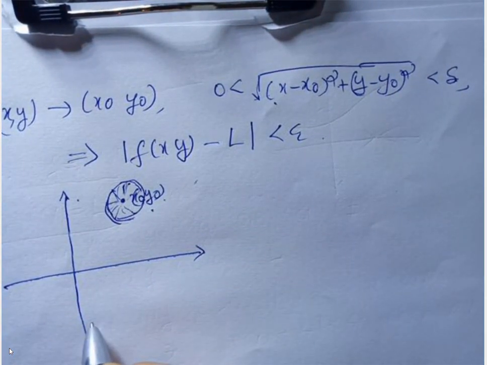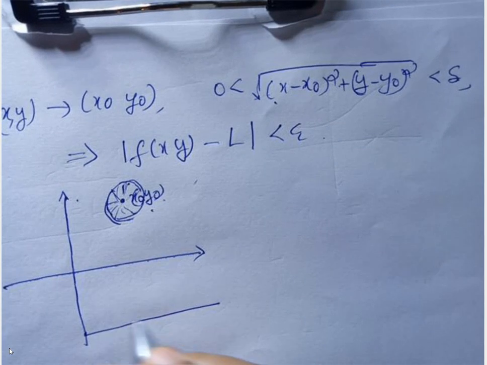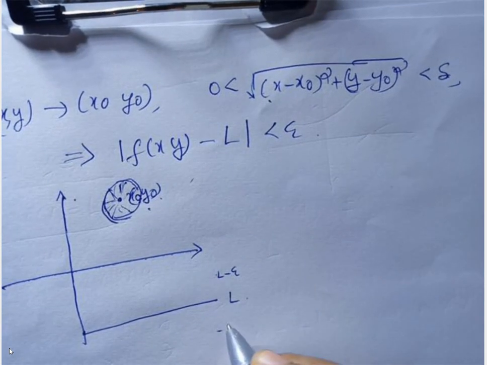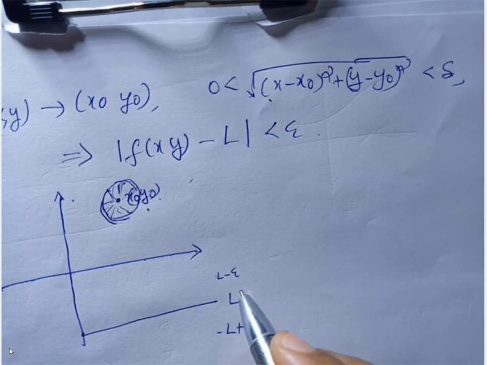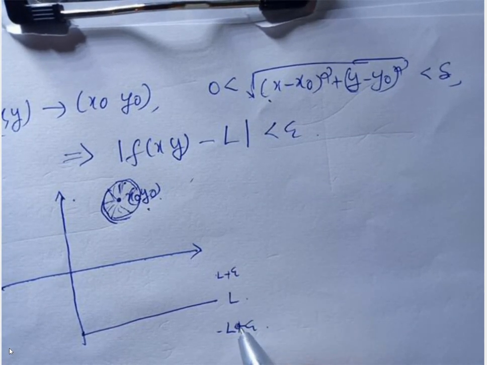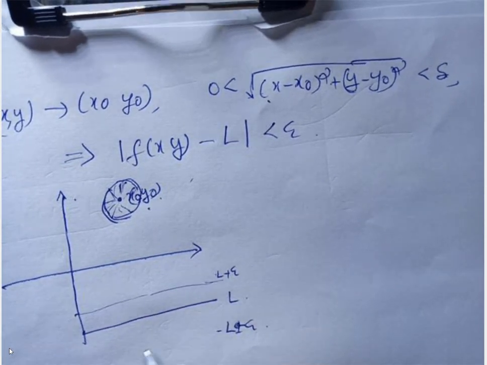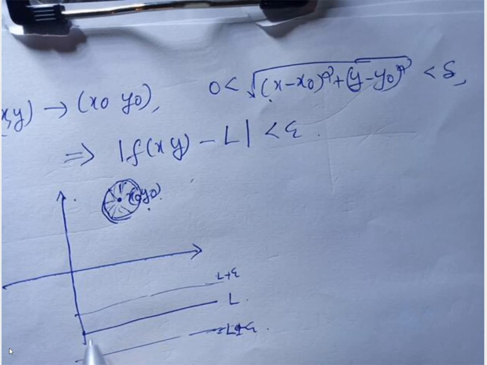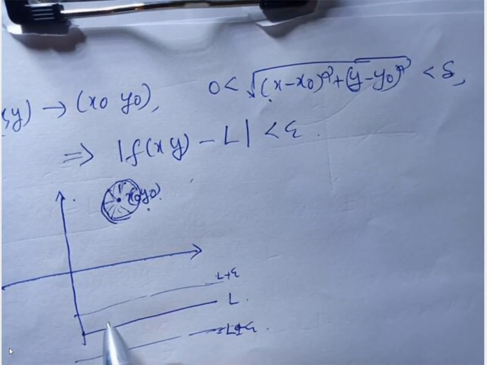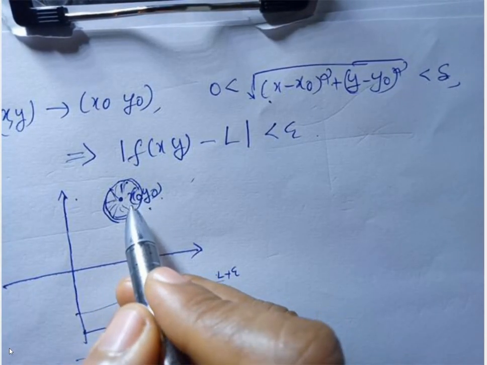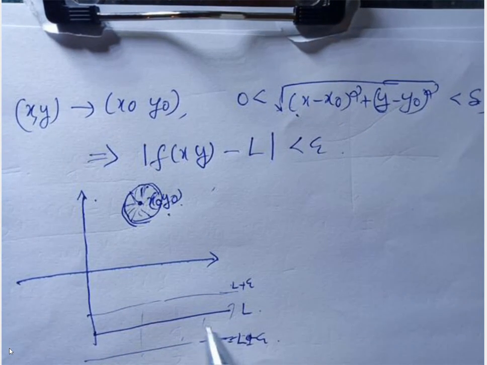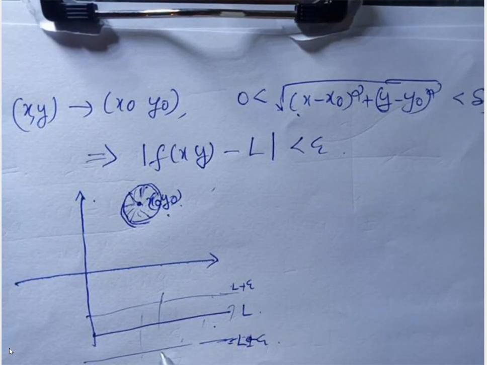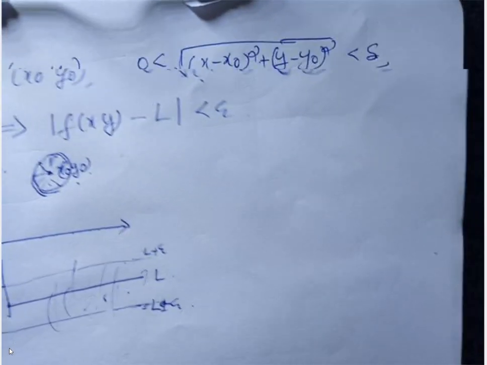Then suppose this is L, and this is the band from L minus epsilon to L plus epsilon. This f of x, y approaches L, and f lies inside this band. When (x, y) approaches (x naught, y naught) through any direction, then f lies inside the band from L minus epsilon to L plus epsilon. This is the meaning of this definition, right?